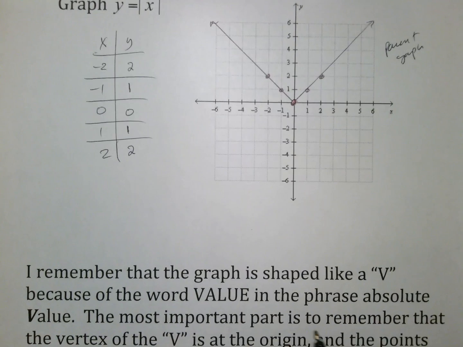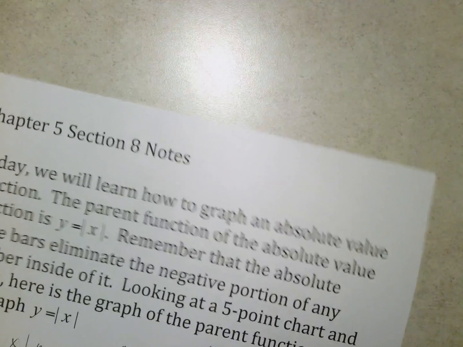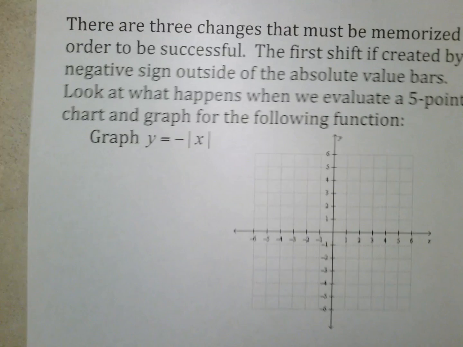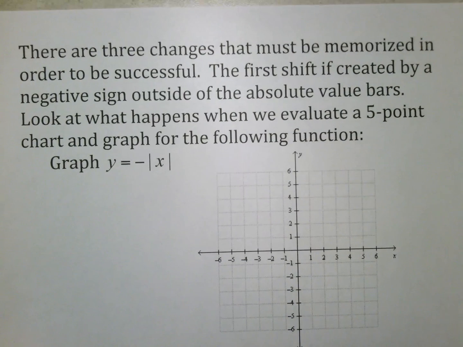Alright, but again, absolute value starts with a V, and so that helps me remember that the graph is shaped like a V. There are 3 changes that we have to memorize if we're going to be successful today. And the first is created by a negative sign outside of the bars.